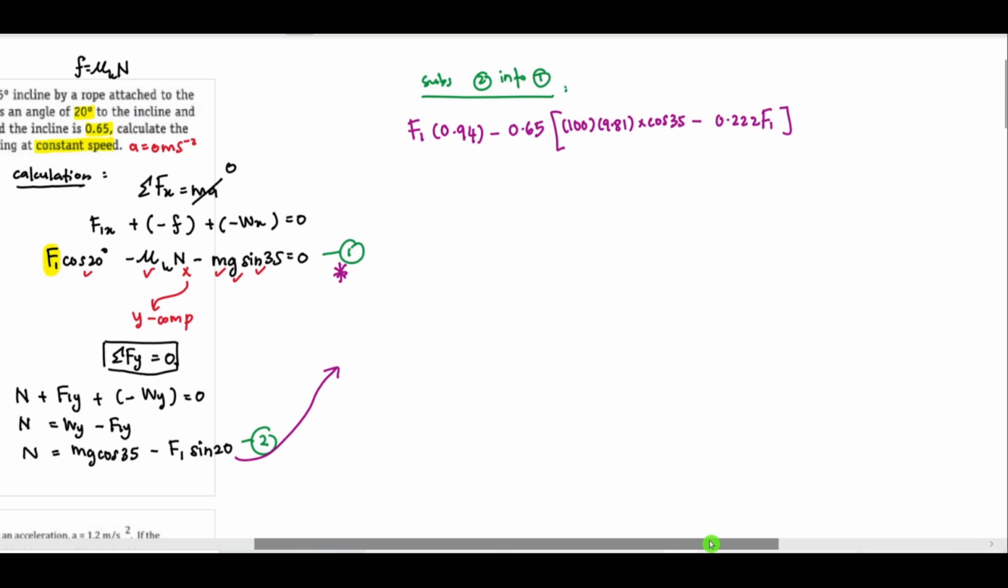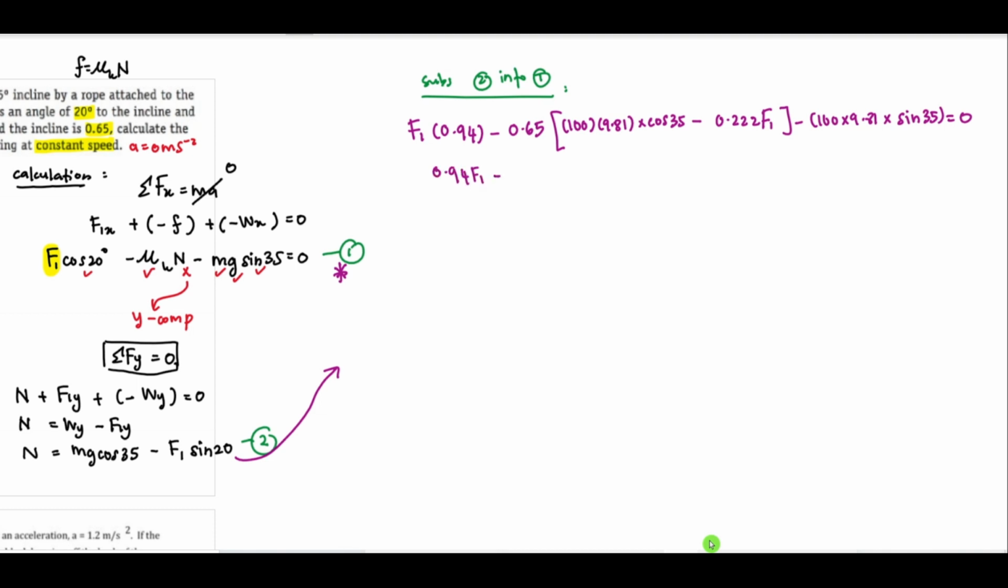Okay. And then minus 100, mg sin 35. So, darabkanlah 100 times 9.81 times sin 35, equal to 0. Panjang kan? So, kita selesaikanlah sikit-sikit. So, 0.94 F1 minus, so selesaikan 522.33 plus 0.222 F1. Okay, ni awak kira. So, dapat berapa tu?